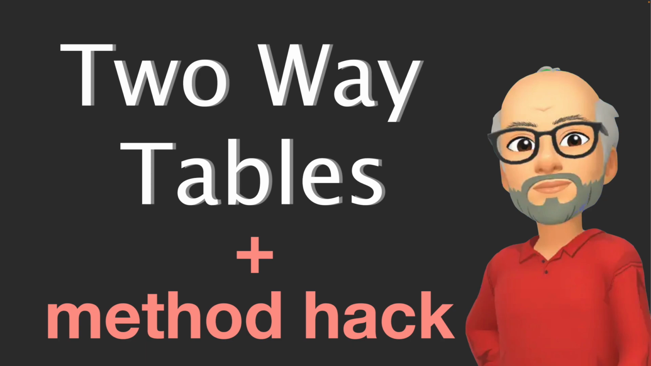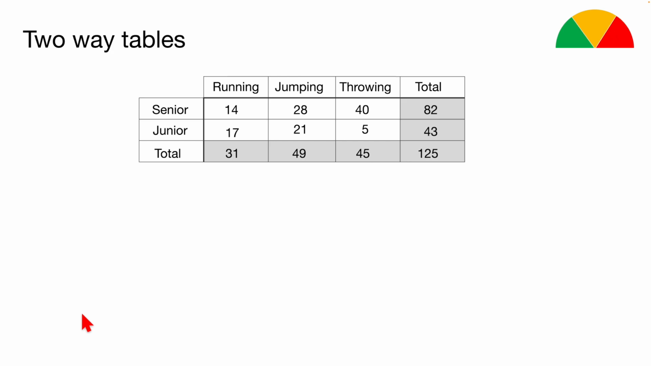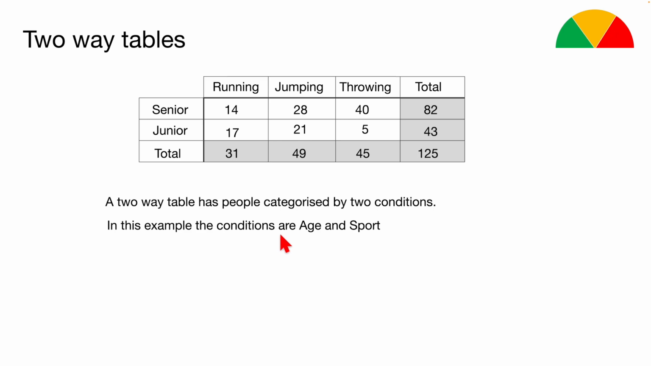Two-way tables score quite highly, and the maths isn't difficult, but the logic is. Here's a two-way table that's been completed. As you can see, there are 2 categories for age and 3 categories for different types of sport. In a two-way table, people are categorised by 2 conditions, and in this table, they're categorised by age and sport.